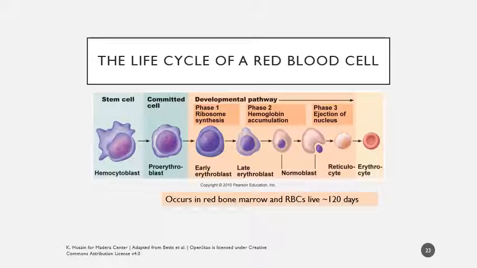So this is again happening in red bone marrow. Red blood cells have a life of about 120 days before they are removed from circulation and cleared from our body. And more than 2 million cells are produced per second. So it's not like we produce our cells on day 1 and then produce a whole new set on day 120.